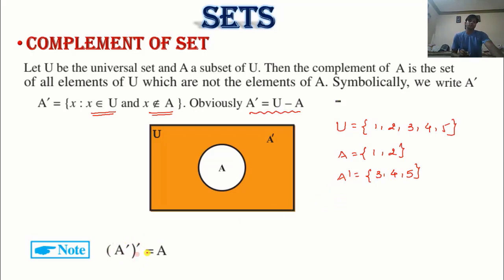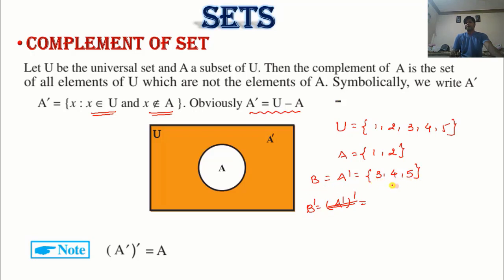Now you need to consider the complement of that again. So this time you have to write the complement of this one. Suppose you consider this as B, then you have to write B dash. So B dash means except the elements of B.